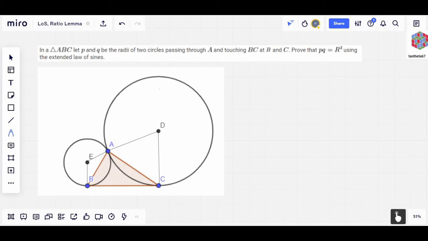All right, so I've drawn a picture for us right here. And so we have triangle ABC and two circles with radii P and Q. I haven't put that in the picture, but this is P and this is Q. Now we need to prove that PQ equals R squared using the extended law of sines. So capital R is normally used for the circumradius of a triangle ABC, and that's the same R that we saw before in the extended law of sines. So let's just get to it.